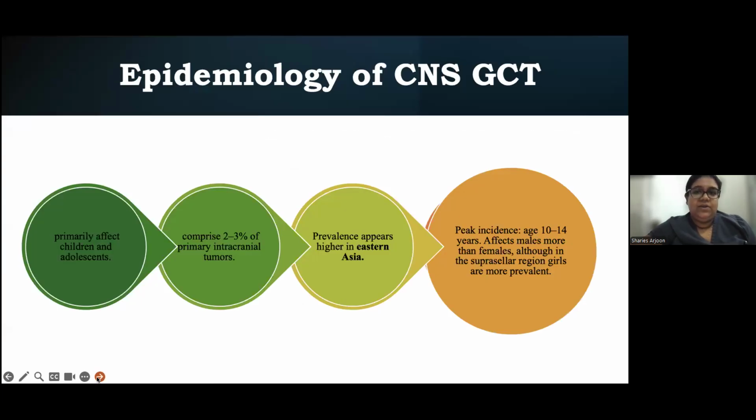So the epidemiology of these germ cell tumors of the CNS: they primarily affect children and adolescents, and they comprise 2 to 3% of primary intracranial tumors, with a higher prevalence in Eastern Asia, a peak incidence at age 10 to 14 years, and it affects males more than females, although in the suprasellar region, girls are more prevalent.